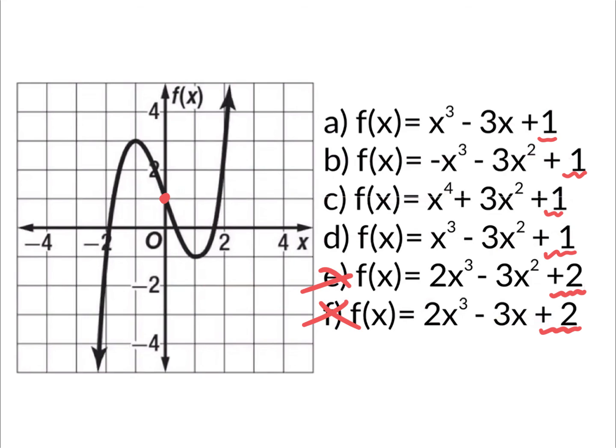Okay. What else do we know that could eliminate some of these possible options? B and C could both be eliminated because in B, the leading coefficient's negative, and we know that for an odd degree function, if the leading coefficient is negative, it would flip it and it would be up here and down here. So B is not possible. And C, the degree is 4. That means that there's an even amount of arrows pointing up, and that's obviously not the case here. So that gets eliminated as well. So now we're down to either A or D.